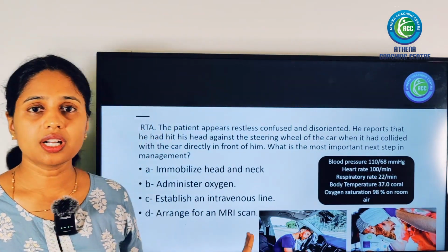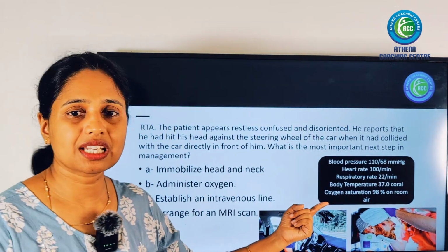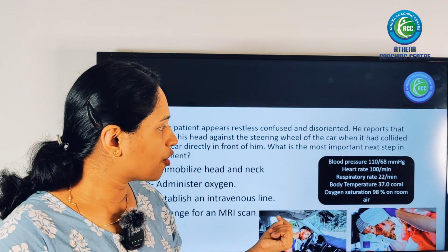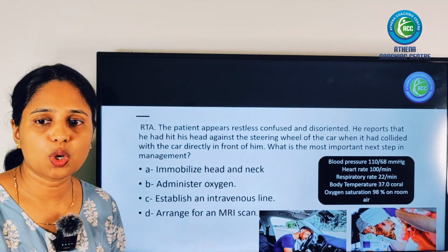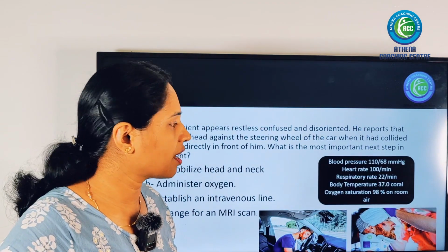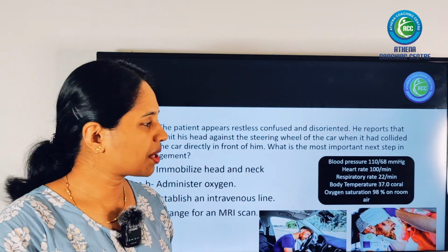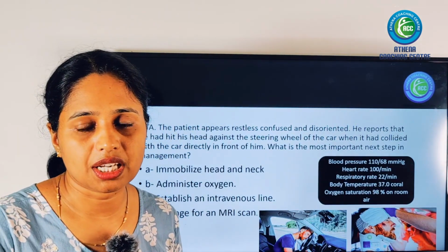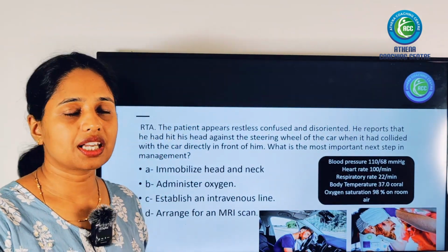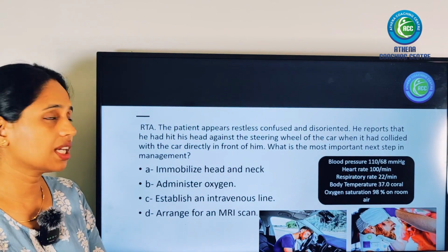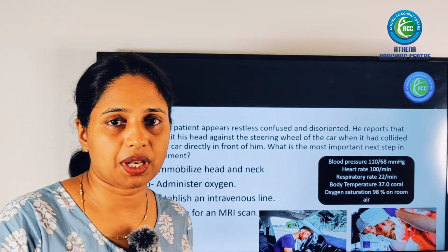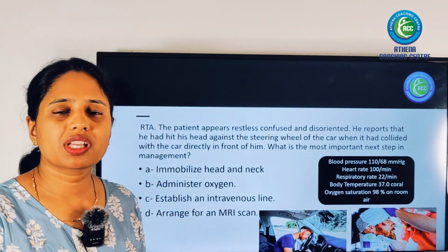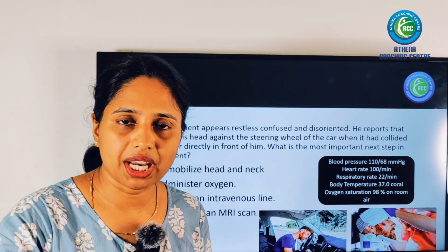Okay, so here on examination, the patient's vital parameters are given. Out of this, BP is slightly low, heart rate is okay, respiratory rate is high, temperature is almost okay and saturation is within normal limit. And the question here is, what is the most important next step in management? Usually these kinds of injuries will be managed by emergency management.